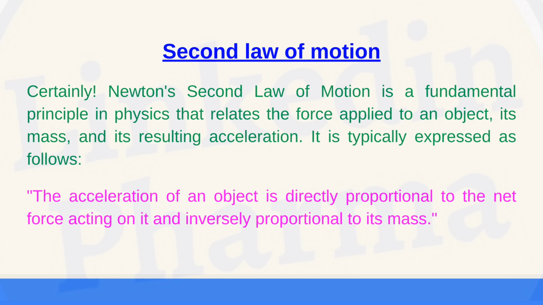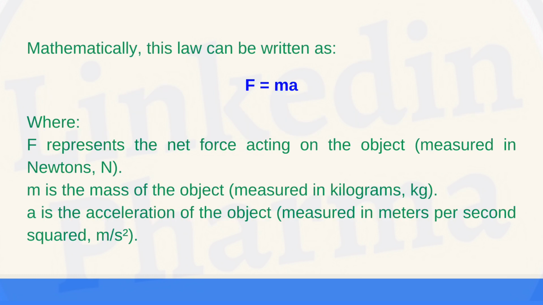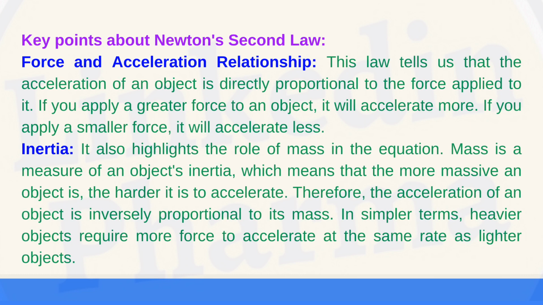Mathematically, this law can be written as F = ma, where F represents the net force acting on the object, measured in newtons, N. m is the mass of the object, measured in kilograms. a is the acceleration of the object, measured in meters per second squared, m/s². Key points about Newton's second law.